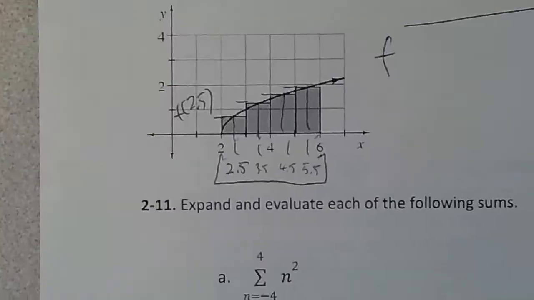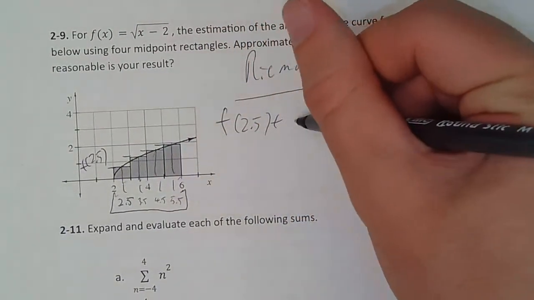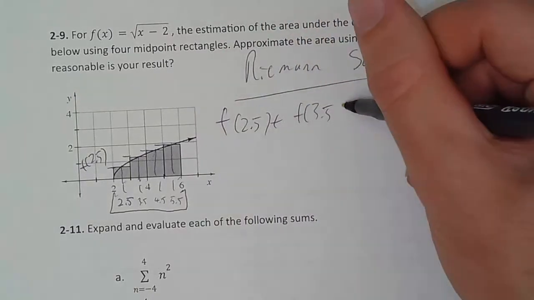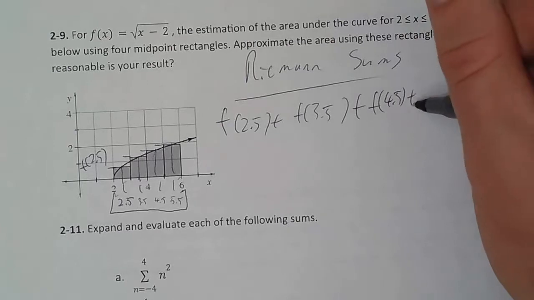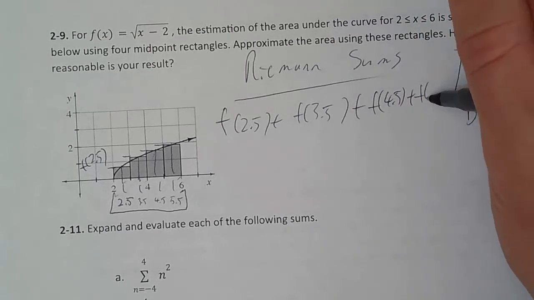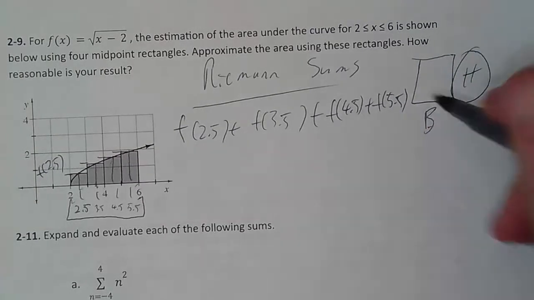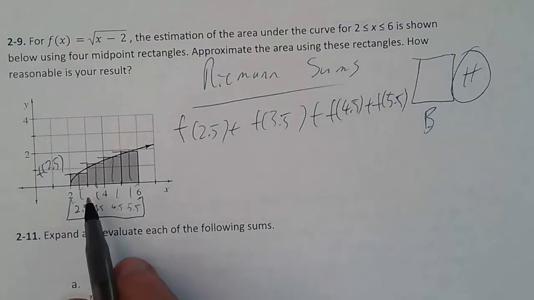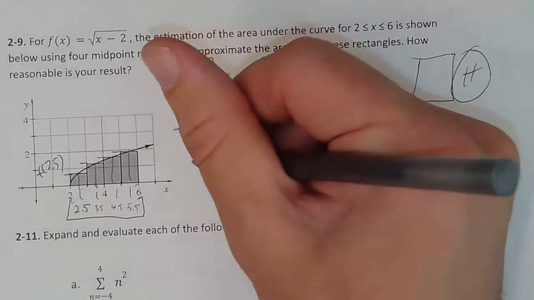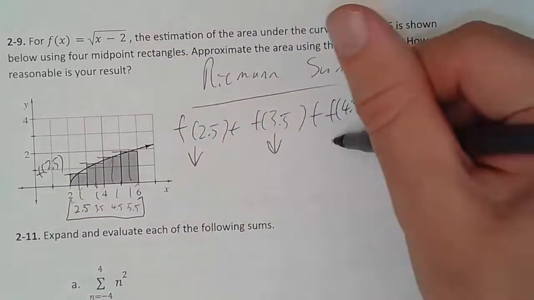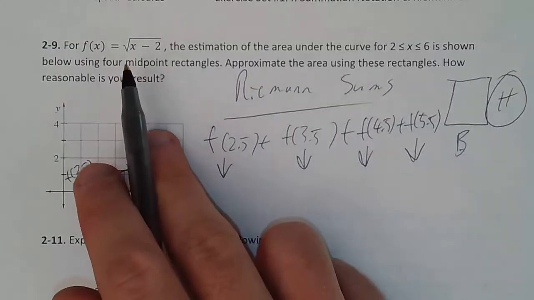Okay. So I'm going to add those together. f of 2.5 plus f of 3.5 plus f of 4.5 plus f of 5.5. Remember, I don't care about the base because the bases are all one. If I had a base of 2, then I'd have to multiply each of these by 2, but I don't have to, so I don't need to. Then I'm just going to evaluate these by plugging in 2.5 for x.